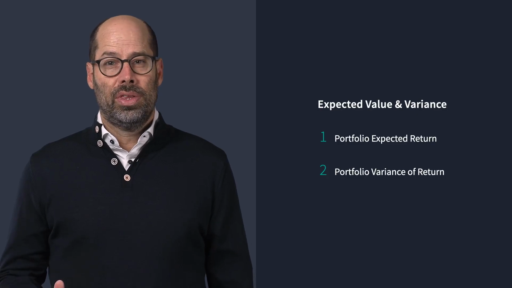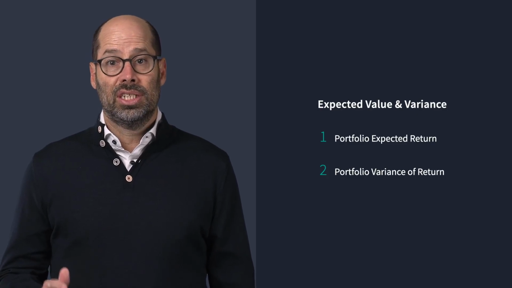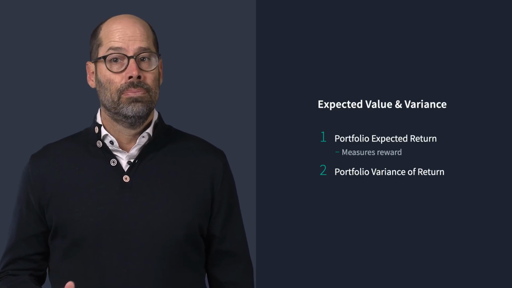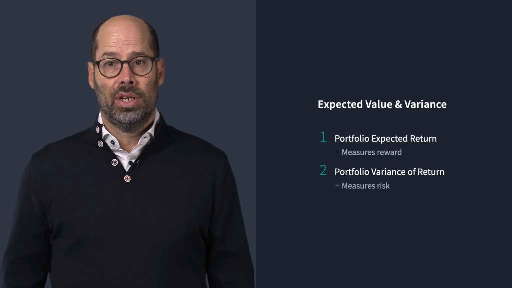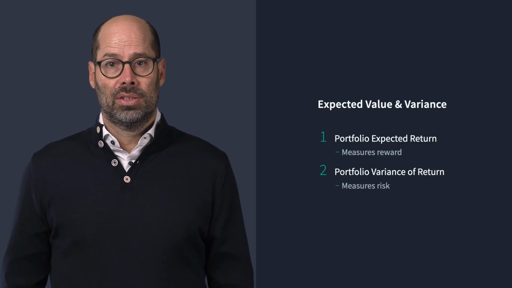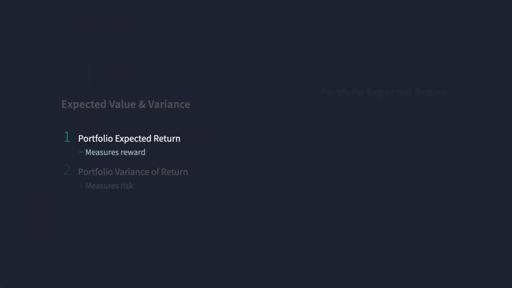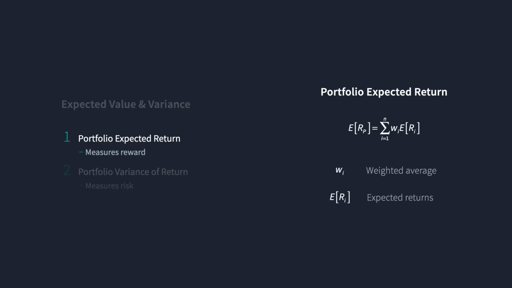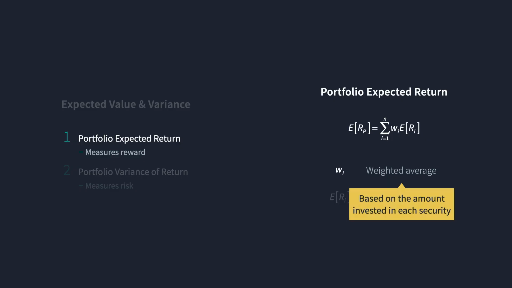In modern portfolio theory, investments are evaluated using expected return as a measure of reward and variance of return as a measure of risk. Let's talk about how to calculate the portfolio expected return and variance. A portfolio's expected return is calculated like the expected value for a random variable. It's the weighted average of the expected returns for individual securities. The weights are based on the amount invested for each security.